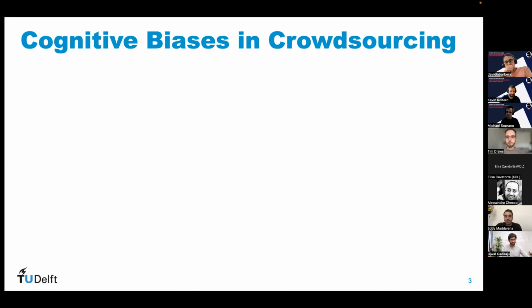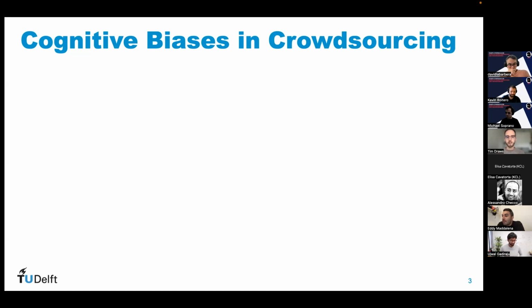Cognitive biases, you've probably heard about this term already. They have been known in the psychological literature for decades already. People actually got the Nobel Prize for discovering them. And cognitive biases are basically human tendencies towards irrational decision-making. All humans have them, including crowd workers. And recent research has shown that these cognitive biases can really negatively affect data quality for crowdsourced annotations.